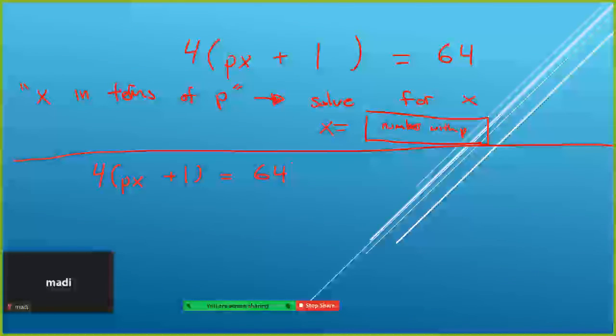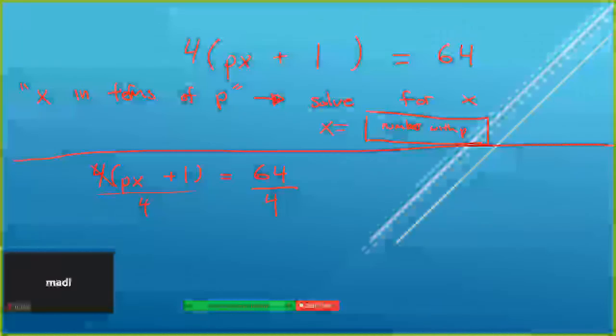So here's the original problem. We're going to start by dividing by 4, because it does say 4 times the parentheses, and x is in that parentheses. So we are undoing something that's happening to x. If you think about it that way, we're undoing the times 4. So we've got px plus 1 equals 64 over 4. I think that's 16. Thank you.